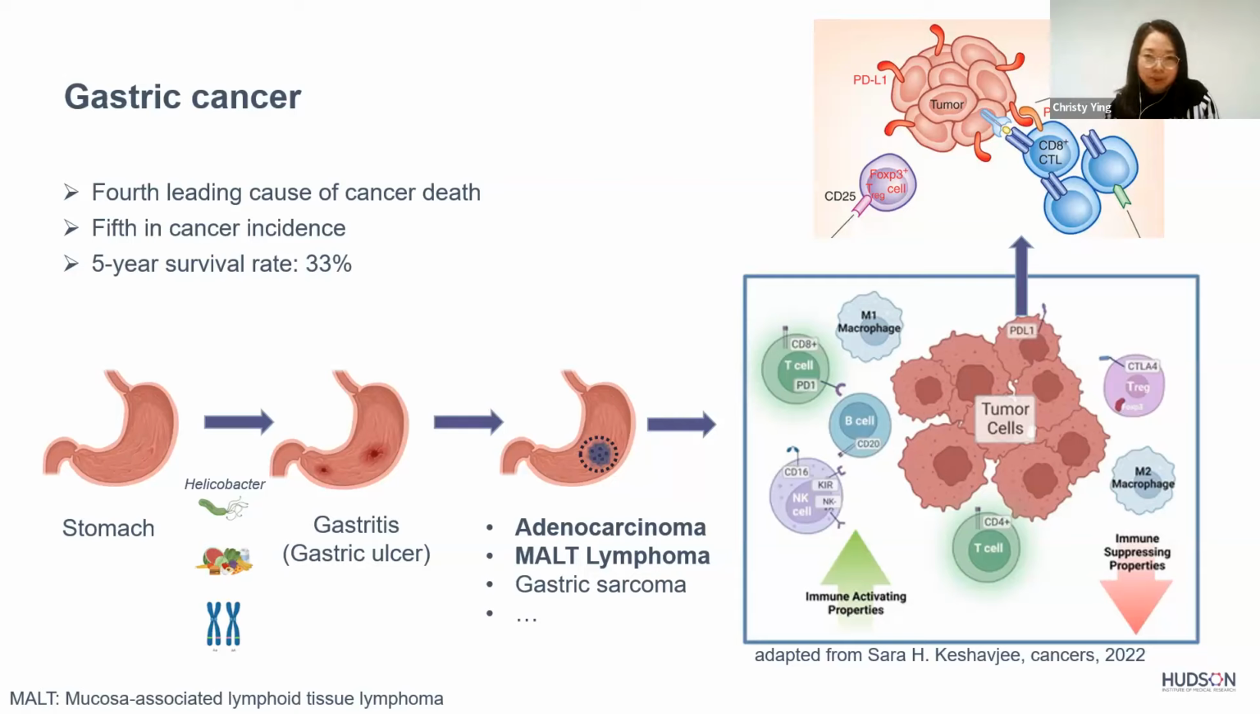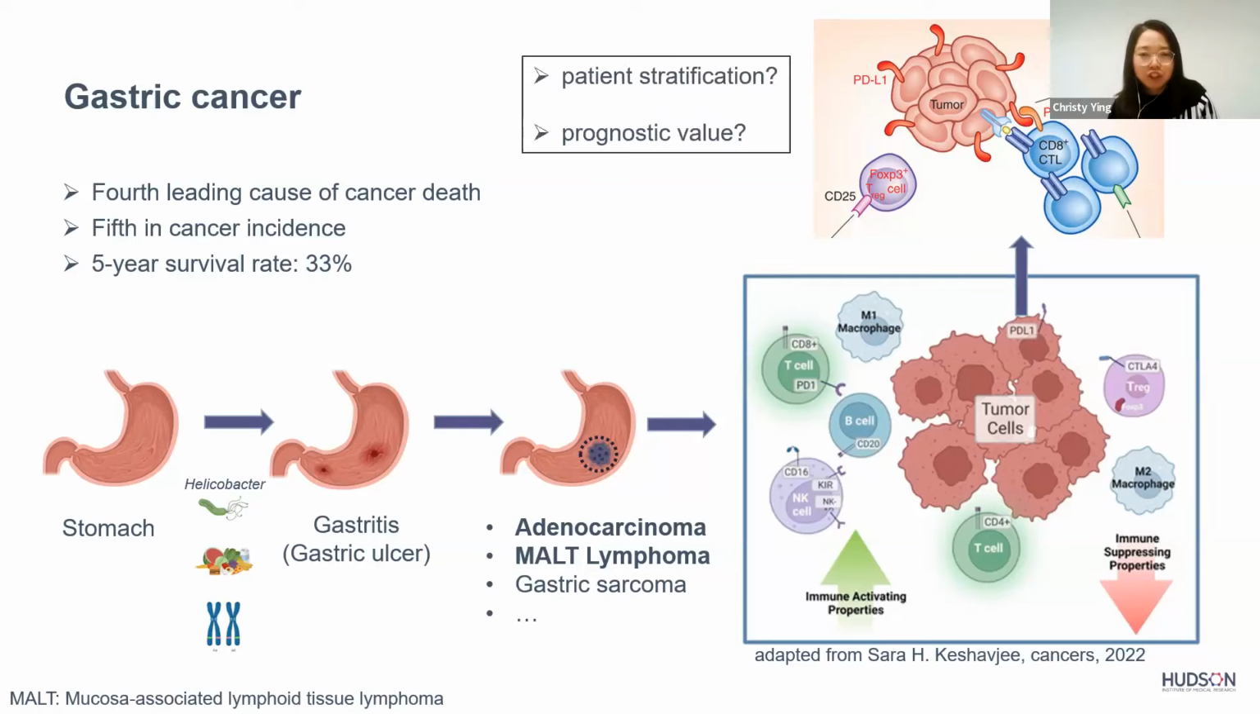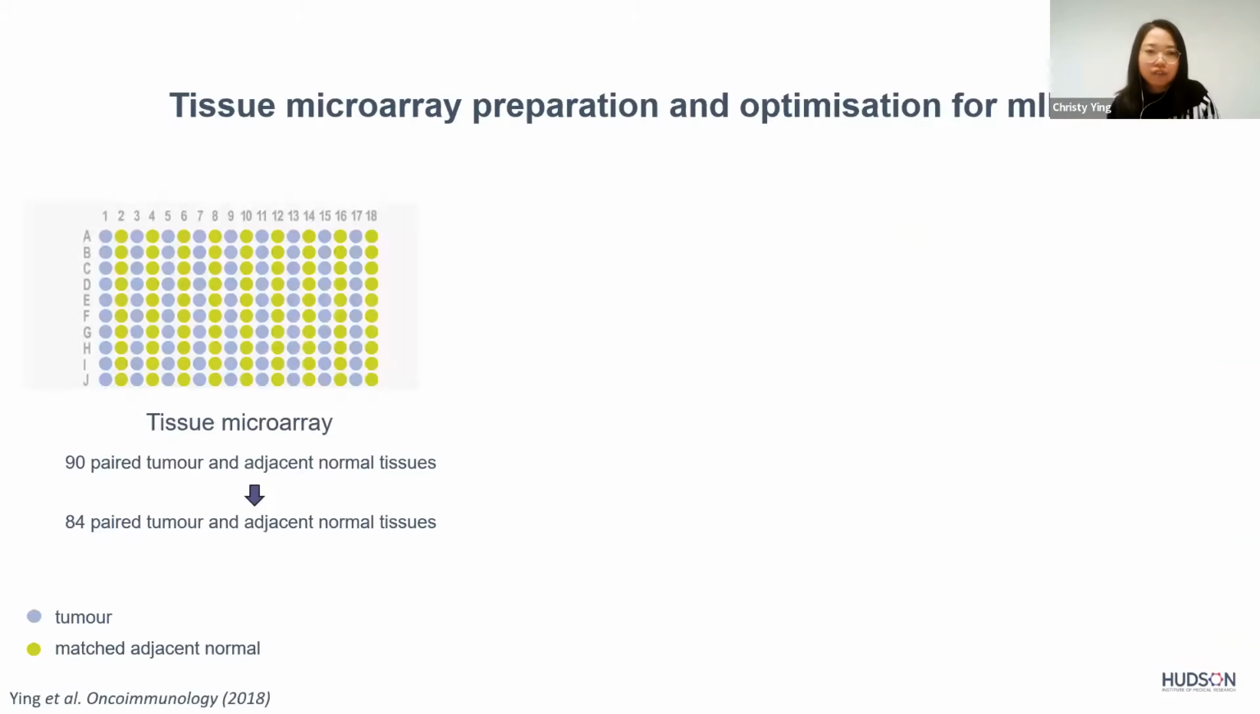So we are curious about whether we could study and investigate those immune checkpoint markers as well as those classical immune cell markers in the tumor microenvironment, which could potentially help us do patient stratification and extract some valuable prognostic markers. With these potential questions, we were lucky enough to get some gastric cancer patient samples.